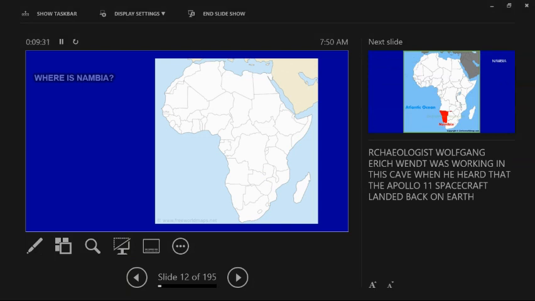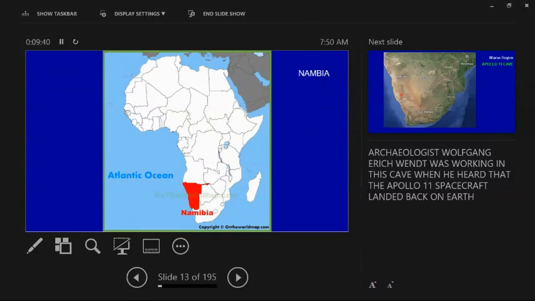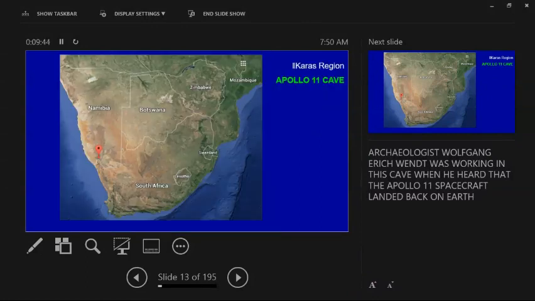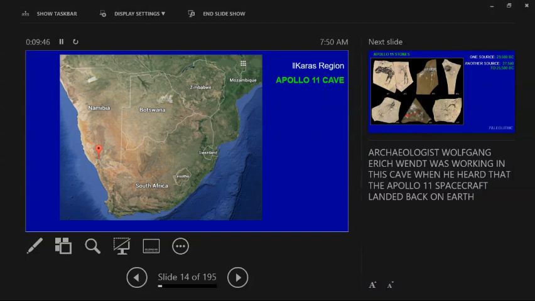Archaeologist Wolfgang Erich Wendt was working in this cave when he heard that the Apollo... we'll get to that in a second. Namibia is down there. Then we're going to look for the Apollo 11 cave, which is in Namibia. The archaeologist was working in the cave when he heard that the Apollo 11 spacecraft landed back on Earth. And so he called it the Apollo 11 cave.